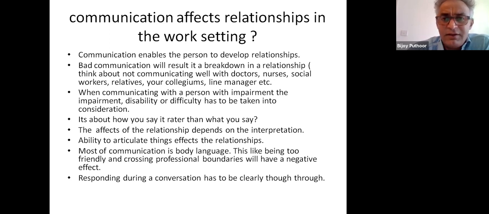I think I've given quite a few examples and quite a bit of information about what affects a relationship, what effect communication can have in a relationship. So you can use those aspects as your headings or subheadings actually, and then elaborate on them as well. Okay, so you can refer to the book as well, that will give you more information.